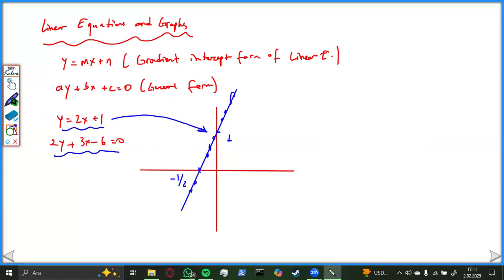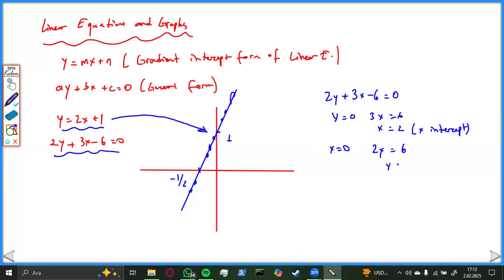Let me show you. 2y plus 3x minus 6 is 0. Again, y is 0, so 3x is 6 and x is 2. This is the x-intercept. By the same way, x is 0, that time 2y equals 6 and y is 3. This is the y-intercept.